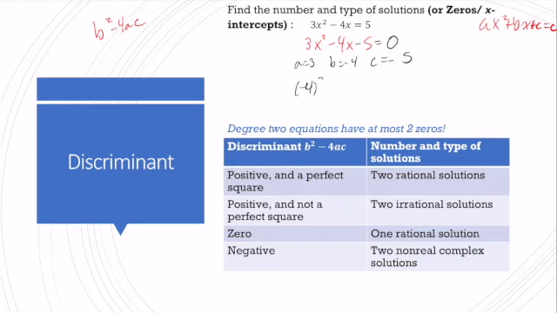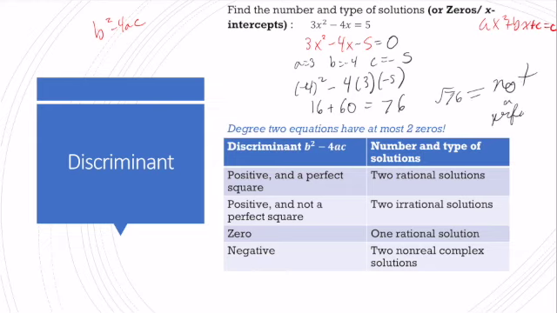So I have negative 4 squared minus 4 times 3 times negative 5. That gives me 16. And then I have negative 4 times 3, which is 12, times 5, which is 60. So I have 16 plus 60. That gives me 76. Is 76 a perfect square? No, it is not a perfect square. So I am left with two irrational solutions.